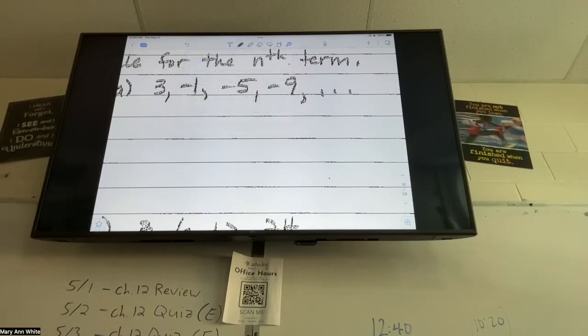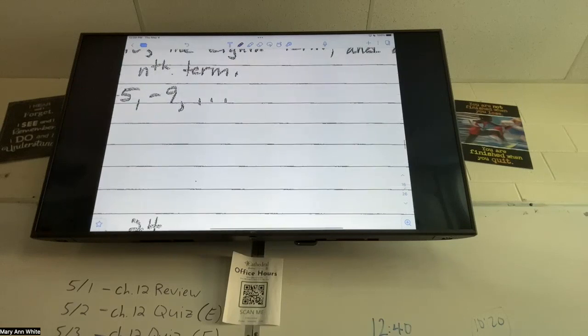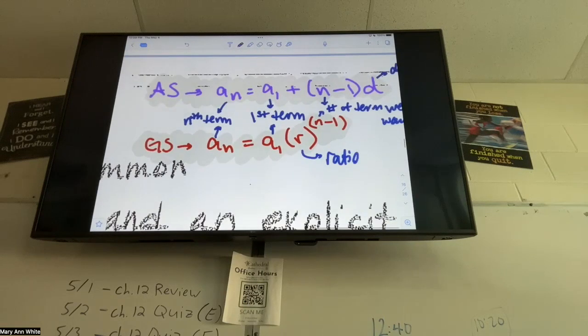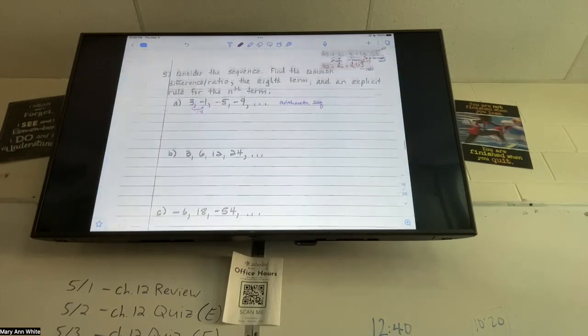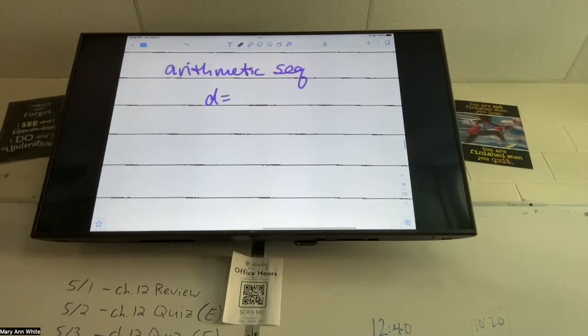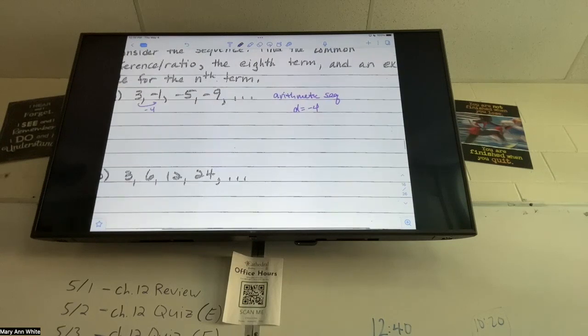Not plus 4, minus 4. And then Ava, that makes it what? It's arithmetic. Arithmetic, good. Arithmetic sequence. And what is that -4? What variable does that go for in our equation? What does it represent in this equation? D, very good. D is -4.